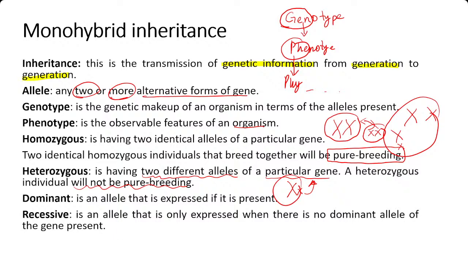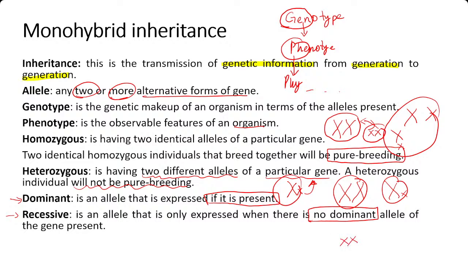Okay. And then we have dominant and recessive. The simple definition of dominant is an allele that is expressed if it's present. So it doesn't matter if it is homozygous or heterozygous. As long as it's present, it will be expressed. And recessive is an allele which is only expressed when there is no dominant allele. So recessive is only expressed when you have small x and small x like this.